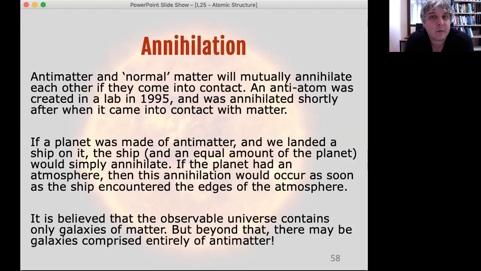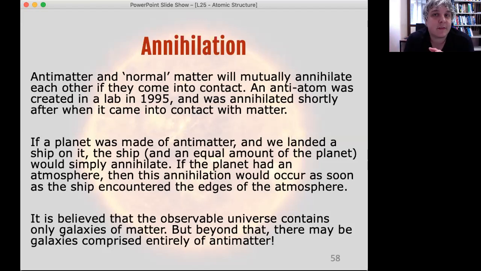If a planet was made of antimatter and we built a ship out of our normal matter and sent it off to land on this antimatter planet, then the ship and the planet, as soon as they came into contact, would just disappear. They'd just annihilate, right? They'd just be gone, they'd blink away.